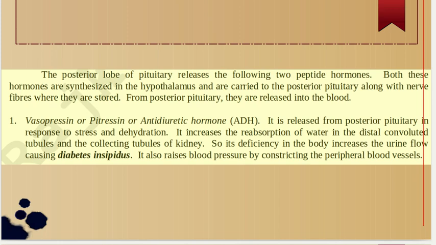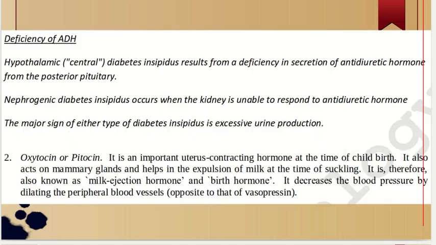Diabetes mellitus is different, where there is excess accumulation of glucose in the urine, because of deficiency of secretion of the insulin hormone. So in the deficiency of ADH, hypothalamic diabetes insipidus results from a deficiency in secretion of antidiuretic hormone or vasopressin from the posterior pituitary.